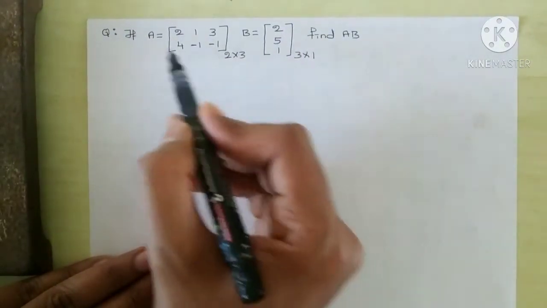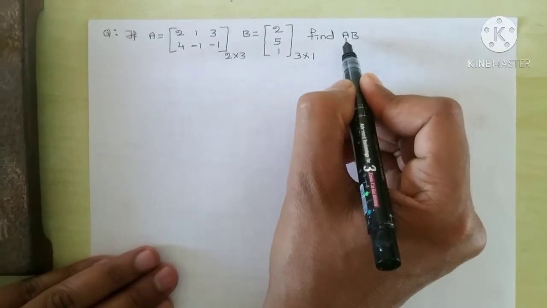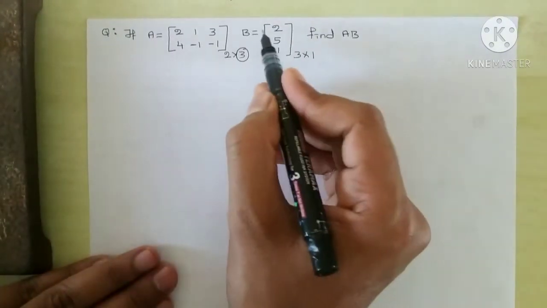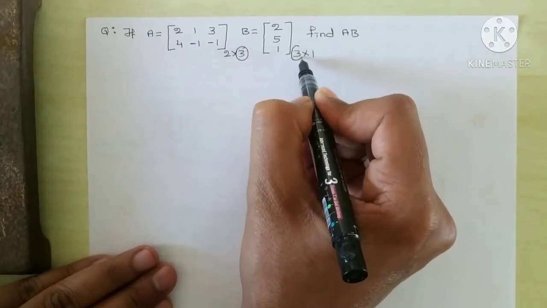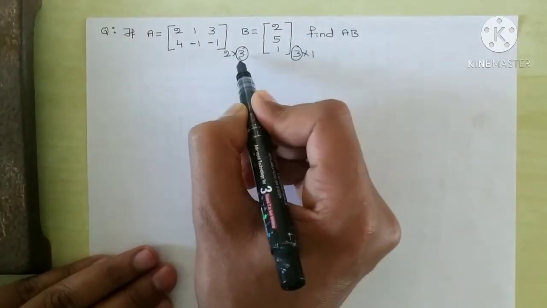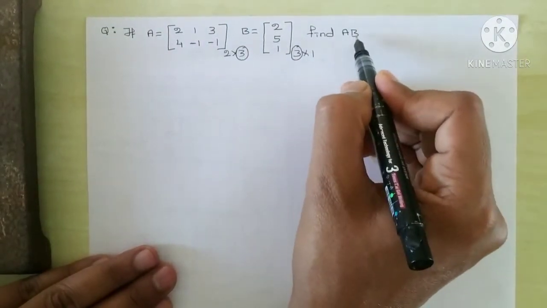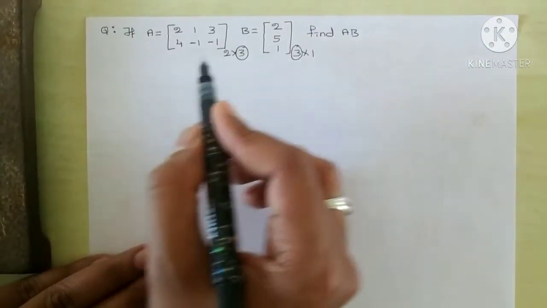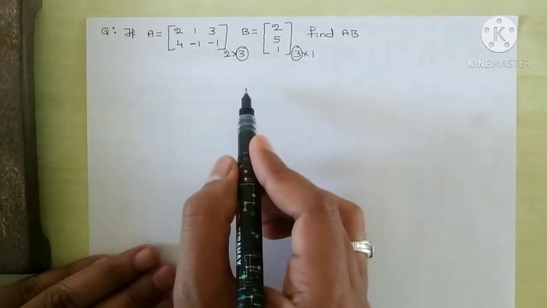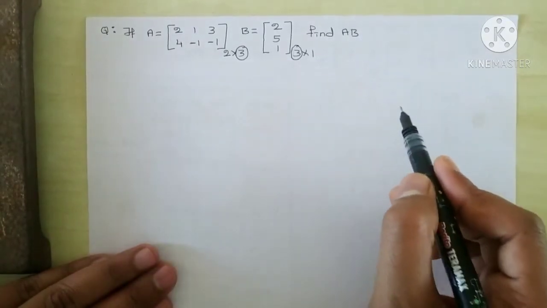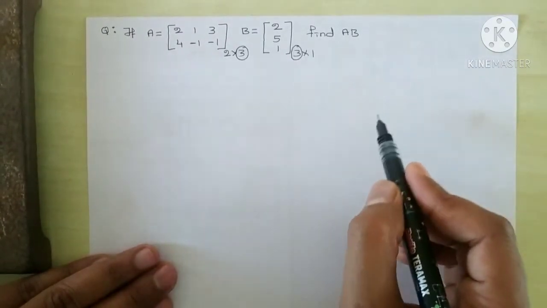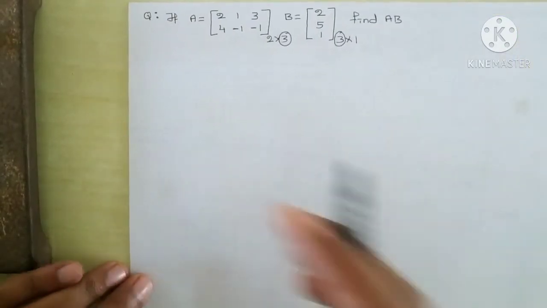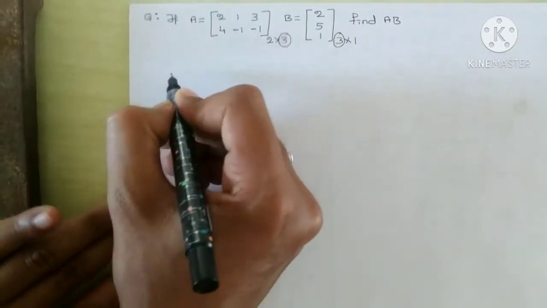So what to check? In the first matrix, A is the first matrix. In the first matrix, number of columns. In the second matrix, number of rows. Both are what here? Equal. Therefore, A into B is possible. So now first I am going to solve this example by using regular method. Afterwards I am going to solve this example by using box method. So first by using regular method. So first AB solution.